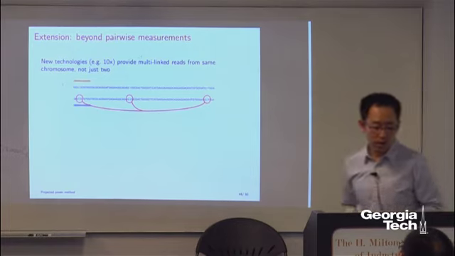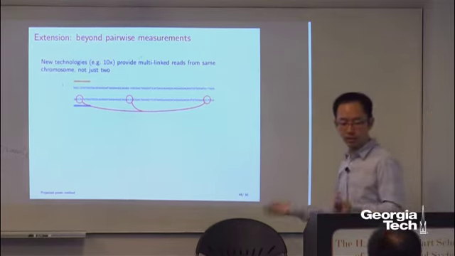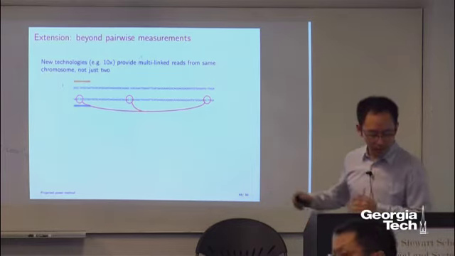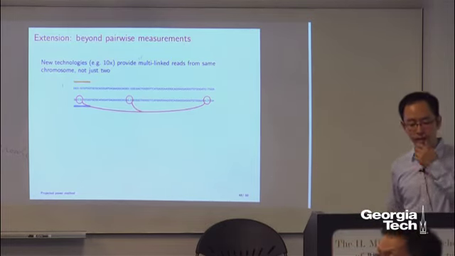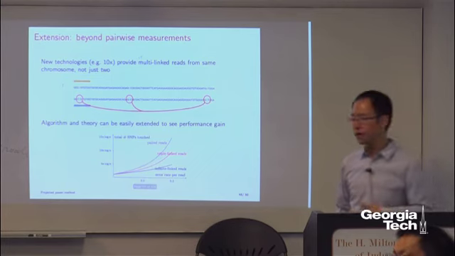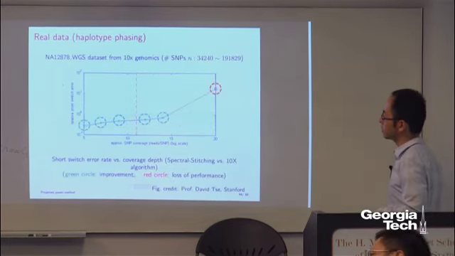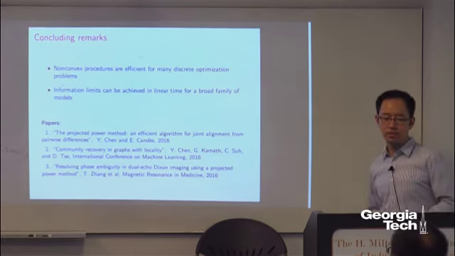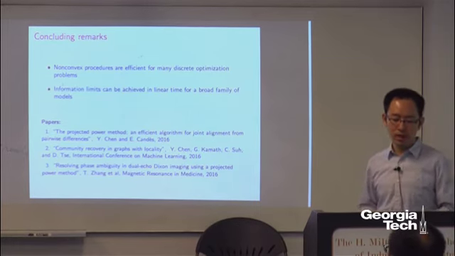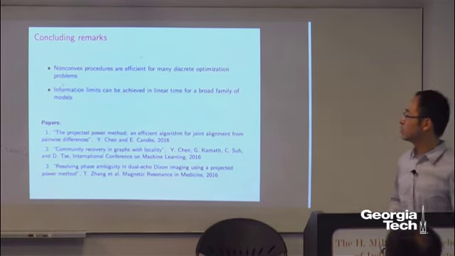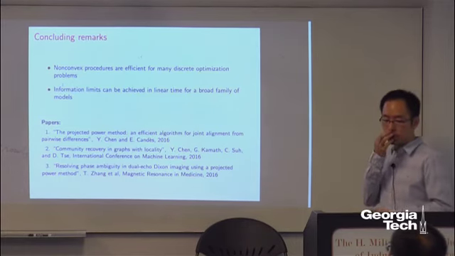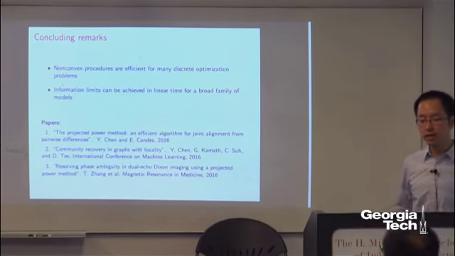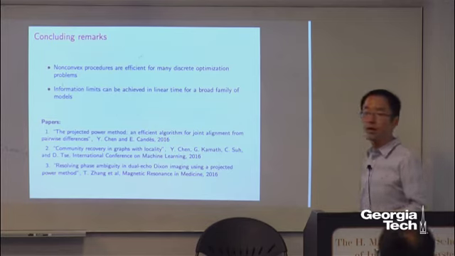You can also go beyond pairwise measurements. Sometimes a measurement might simultaneously cover 3 different positions or something like that, which is totally fine. You roughly use the same design strategy, and you can get everything in a precise manner. Okay. So I'm going to skip the real data part, and let me just conclude. Under some statistical models, a very simple non-convex strategy seems to be extremely efficient, even though this is a discrete optimization problem. And sometimes the information theoretic limits can be precisely achieved in linear time for a broad family of models. Okay, thank you very much.